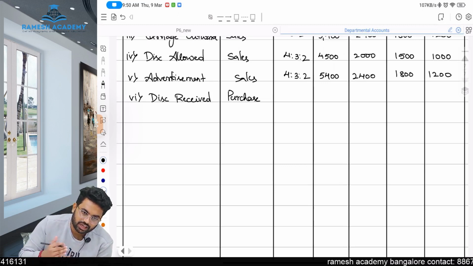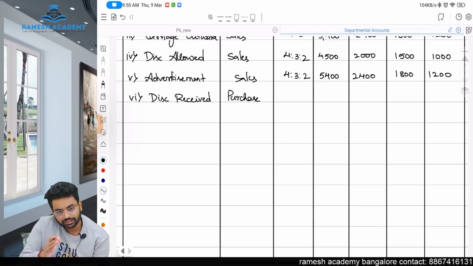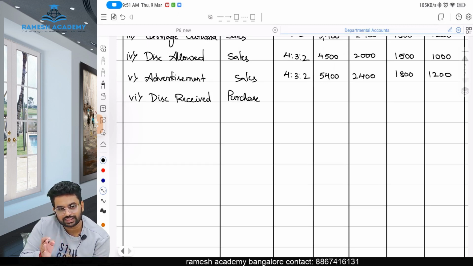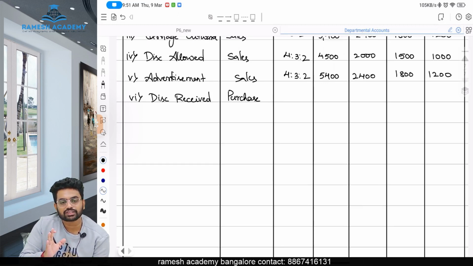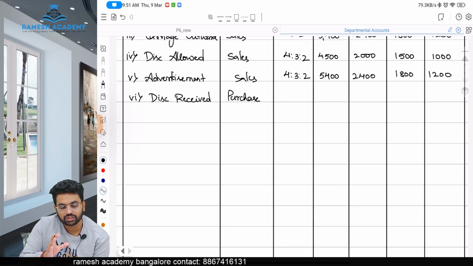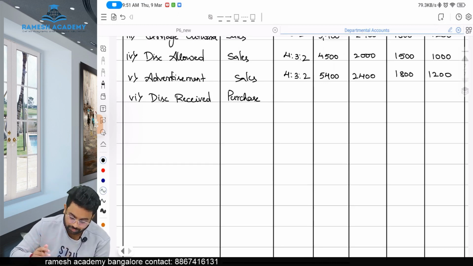Discount allowed is also cash discount, discount received is also cash discount. If it's a trade discount, it would already have got adjusted in the purchases and sales. Trade discount always gets adjusted in the purchases and sales. Your purchase and sales figures are after adjustment of the trade discount. If it's a cash discount, it will come in your P&L.